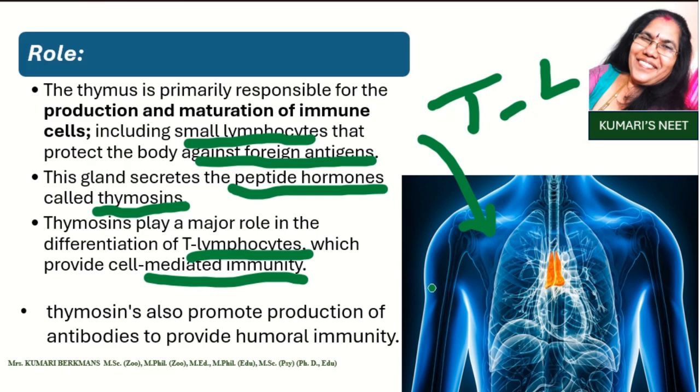So what is the major role of the thymosin? The thymosin is responsible for the differentiation of T lymphocytes, which provide the cell mediated immunity. And it also promotes the production of antibodies to provide humoral immunity. It produces a cell which fights against the antigen, that is called T lymphocyte, and also it promotes the production of antibodies that protect our body from the antigen or any pathogen which enters into our body.